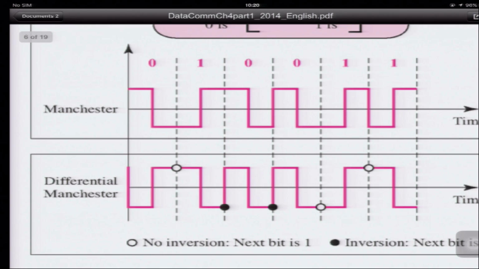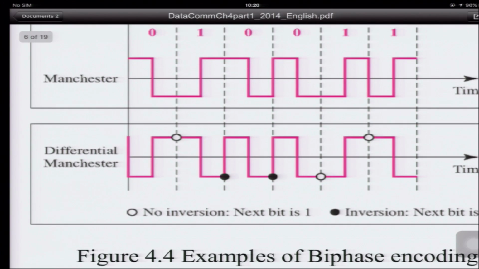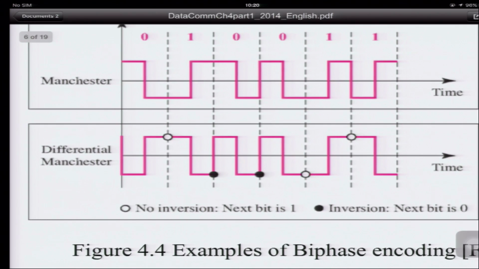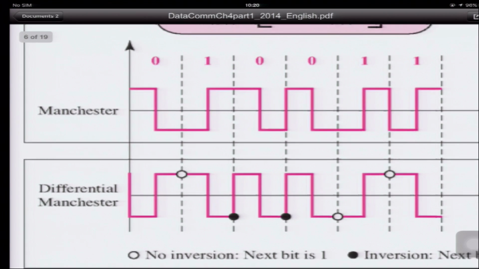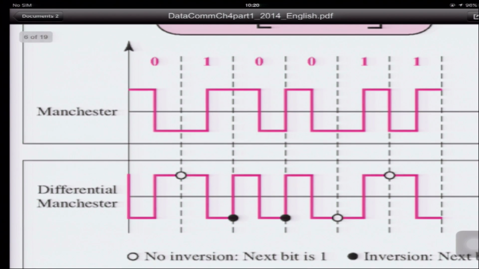However, for the differential Manchester, this is a differential encoding, so you have to check the transition at the beginning of the bit. If there is no transition or no inversion of the value, the next bit will be 1. But if there is an inversion, the next bit is 0. So in this case, if we start with high voltage, you can see that there is a change.